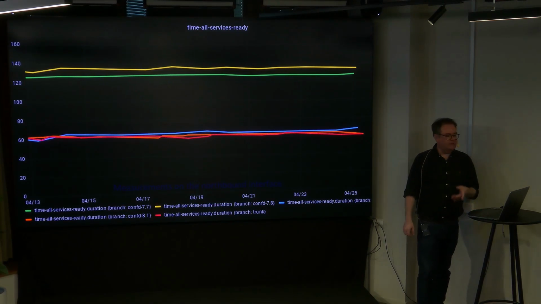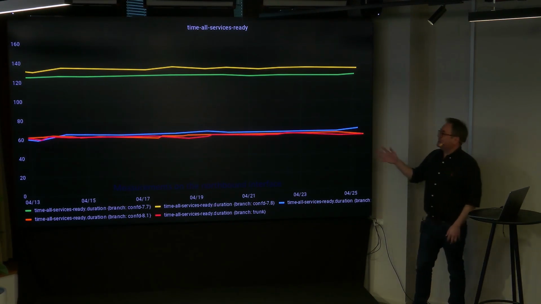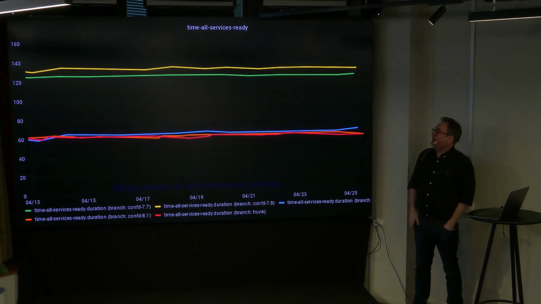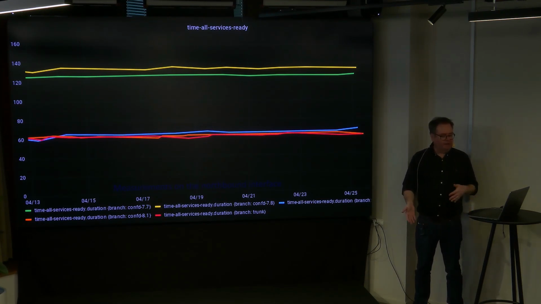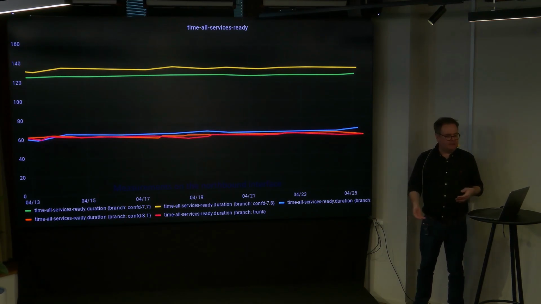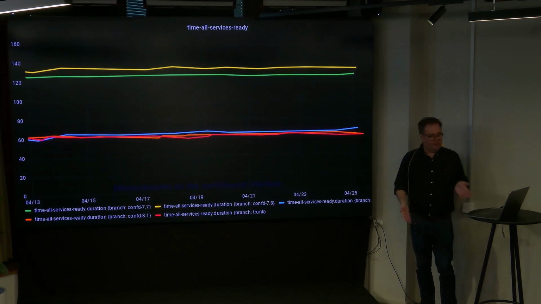So this is the result we get, for example, for this time all services ready. These are measurements we get when we have tested, I think it's 100 services, and we measure how long it takes to set up all services.